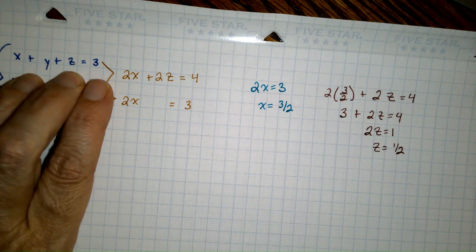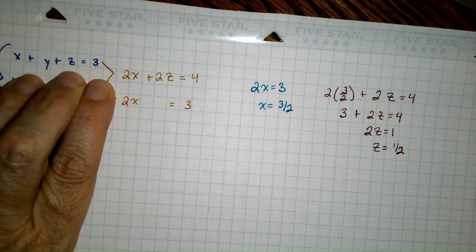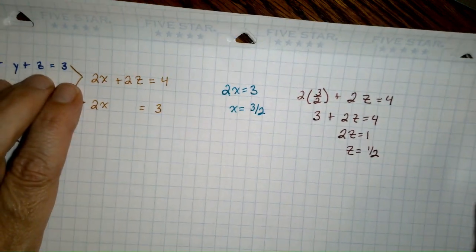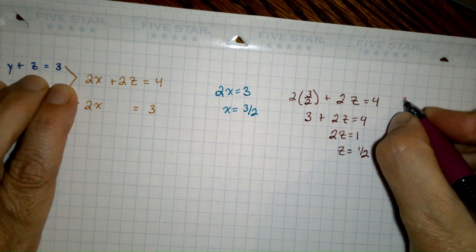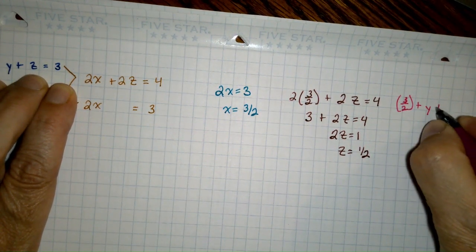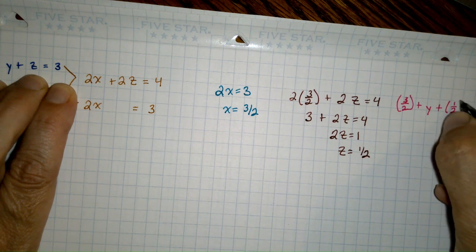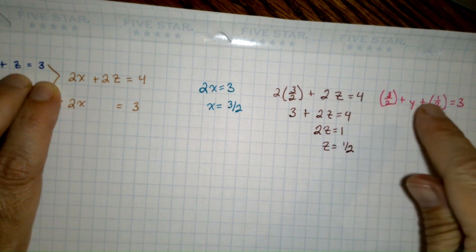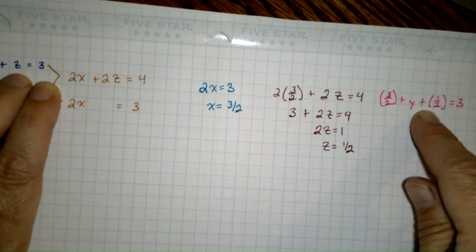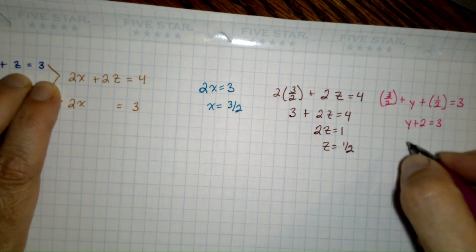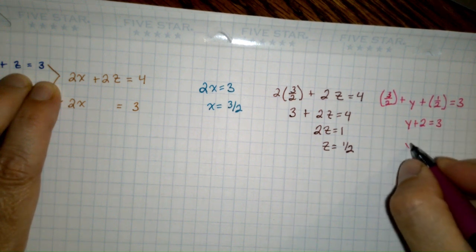So now I'm just going to come back to the all positive one. Sorry, not solve for x, we have x, we need to find y. X plus y plus z equals 3. And 3 halves plus 1 half is 4 halves, or 2. So we really have y plus 2 equals 3. Subtract that 2 over.